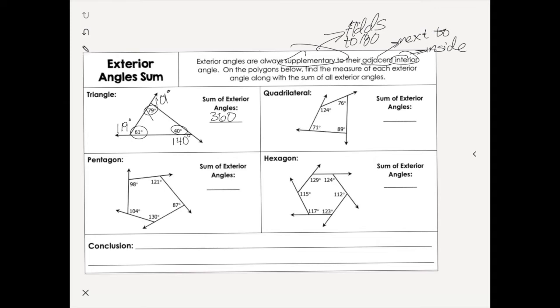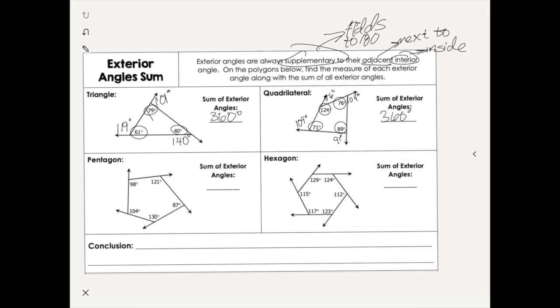Now the exterior angles of a quadrilateral, we're going to do the same thing. 180 minus 76, we're going to get 104. 180 minus 89, we're going to get 91. 180 minus 71, we're going to get 109. 180 minus 124, we're going to get 56. If you add all these up, it's going to be 360.